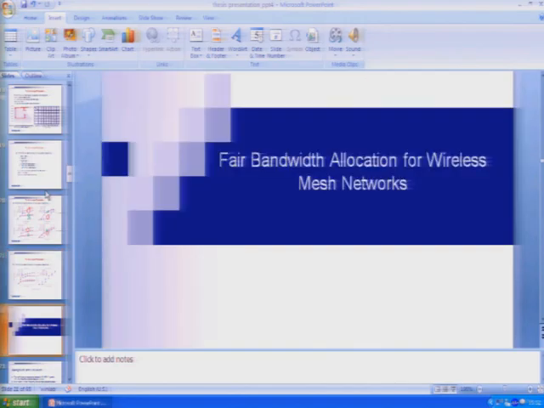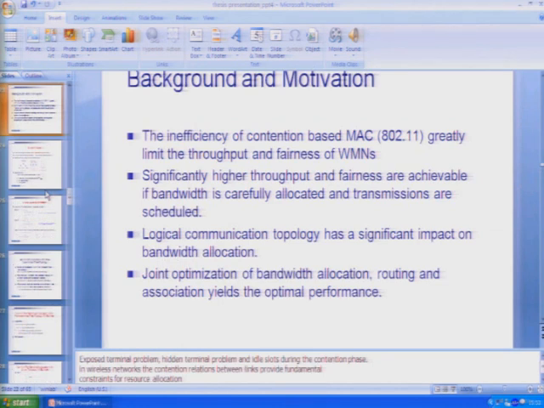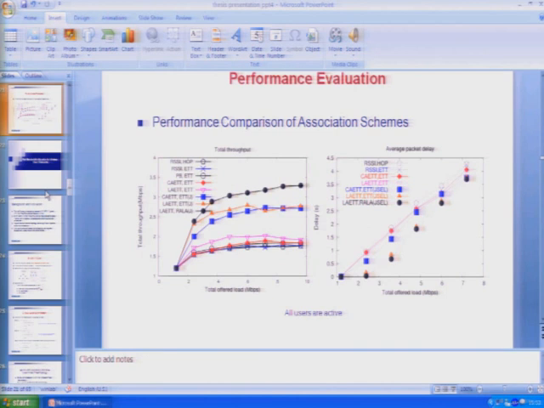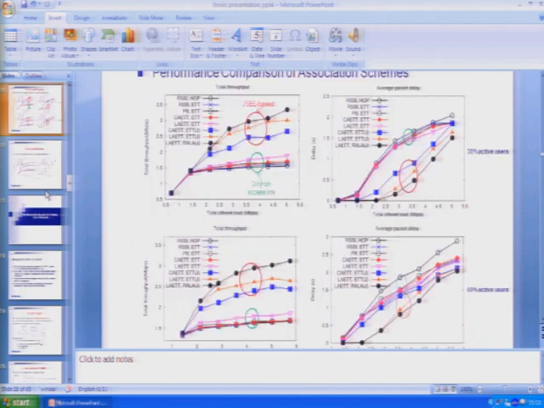Okay, so the second part of our work is we studied fair bandwidth allocation of wireless mesh networks to find the optimal performance of the network. So, you skipped over the main results. Now I'm ready to understand the main results. Okay, so the first row is the results for the case when 30% of users are active transmitting packets, and the second row corresponds to 60% active users.